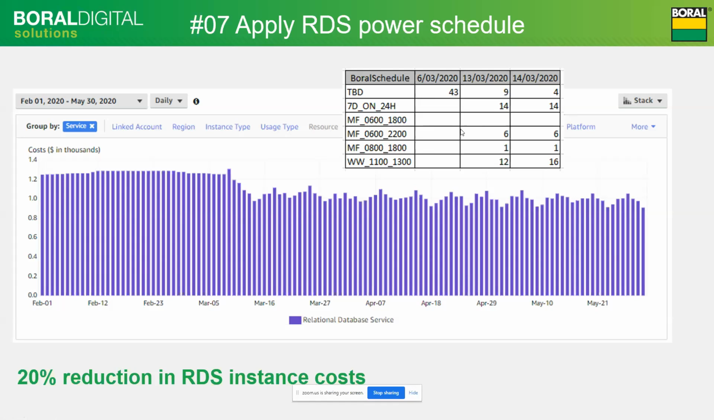So at the beginning of March, we hadn't implemented it. By mid-March, we started to move instances across to power scheduling. Now, we saved 20% in costs. With a similar fleet, you could save up to $90,000 US per year by applying the power scheduling and combining databases. So with a fairly simple bit of code and a little bit of discussion with your stakeholders, there are lots of savings to be made.